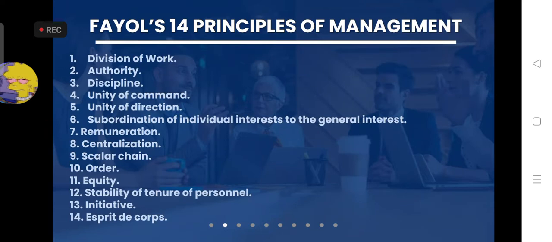Ninth is the scalar chain. This is the communication that should be open from the top management to the lowest rank. Tenth is the order. People and materials should be in the right place at the right time.